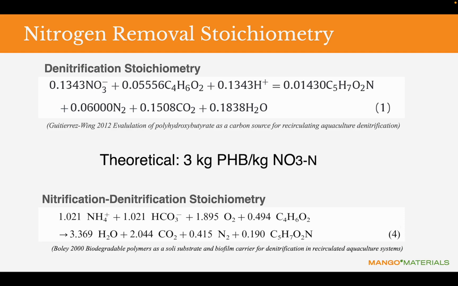Now here I show you the stoichiometry that illustrates how PHA can be used for nitrogen removal. In the top equation, you see this is an example of denitrification, where PHA is represented by C4H6O2, and on the left side of the equation, it helps to remove the nitrate, also on the left side of the equation, and in the process, biomass on the right side, shown as C5H7O2N, is produced. The theoretical requirement for PHA is 3 kilograms of PHB per kilogram of nitrate as N, and we believe that more work is required in order to fully understand the stoichiometry and eliminate any potential uncertainties here.